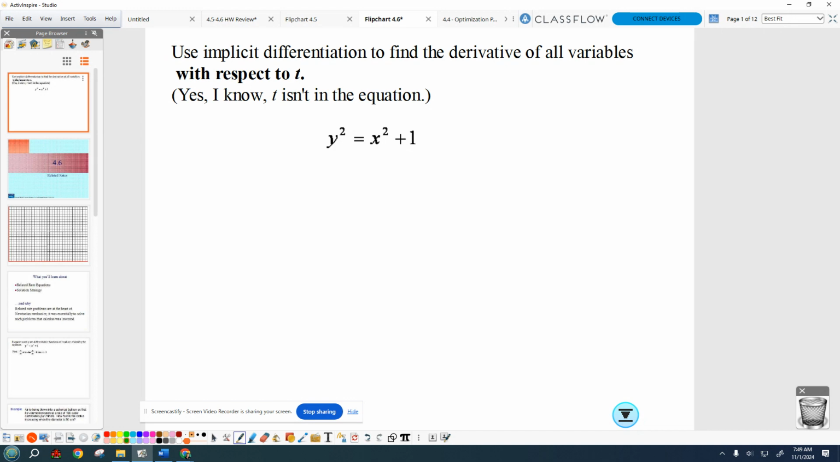Power rule. Okay, so multiply by the power, lower the power, and then do the derivative of the stuff inside with respect to t. So how is y changing over time? There's a notation we have for that. How is y changing with respect to time?